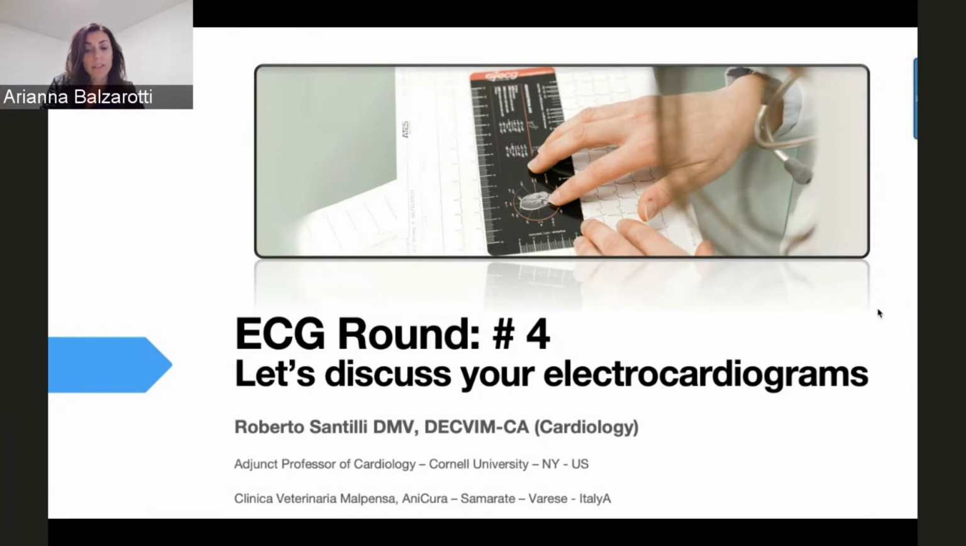Since 2014, he has been an adjunct professor of cardiology at the Cornell University College of Veterinary Medicine, where he is actively involved in the activities of the cardiac electrophysiological laboratory. He is a co-author of the book Electrocardiography of the Dog and Cat, now translated in 9 languages. His main research activities include the diagnosis and treatment of arrhythmias in dogs and cats. Welcome again, and we can start with the presentation of Professor Roberto Santilli.